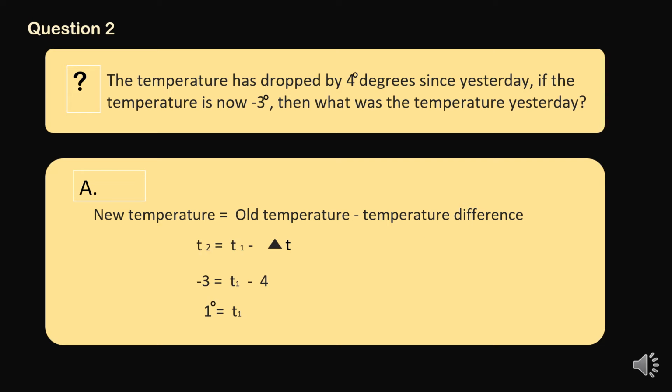Using abbreviations, this means T2 equals T1 taking away the temperature difference. So T2 is my new temperature, T1 is my old temperature, and delta T is the temperature difference. Clearly the question stated that the new temperature equals minus 3 degrees. This means minus 3 equals T1 taking away 4 degrees. This means my previous temperature was 1 degree Celsius.